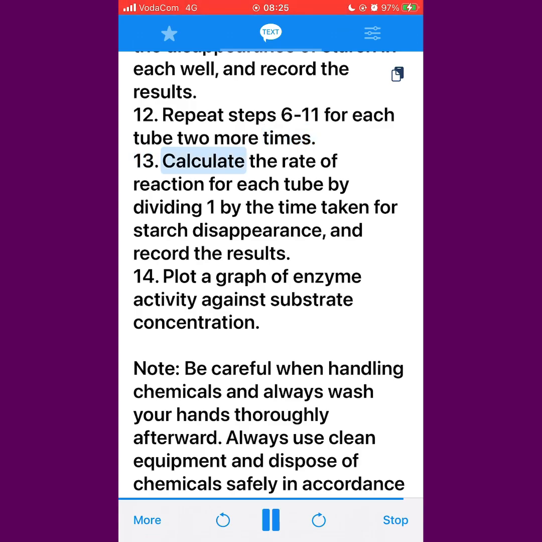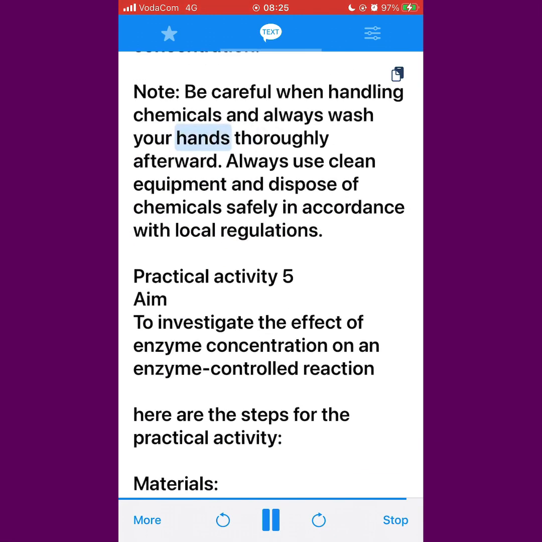13. Calculate the rate of reaction for each tube by dividing 1 by the time taken for starch disappearance, and record the results. 14. Plot a graph of enzyme activity against substrate concentration. Note: be careful when handling chemicals and always wash your hands thoroughly afterward. Always use clean equipment and dispose of chemicals safely in accordance with local regulations.